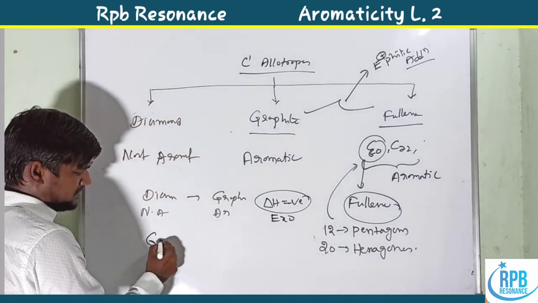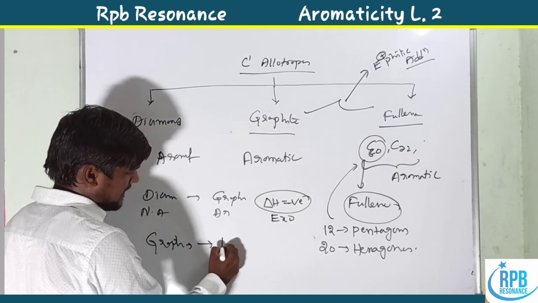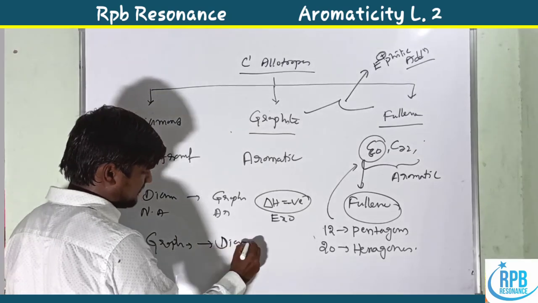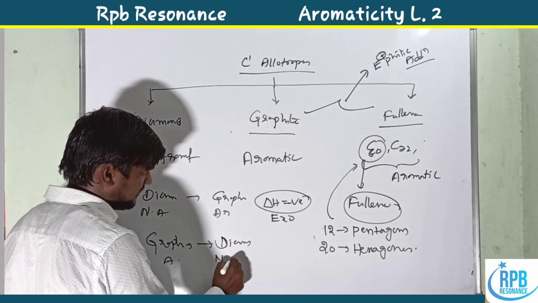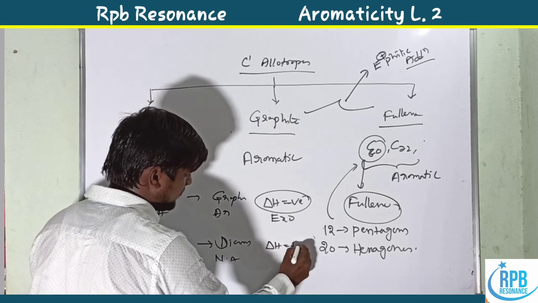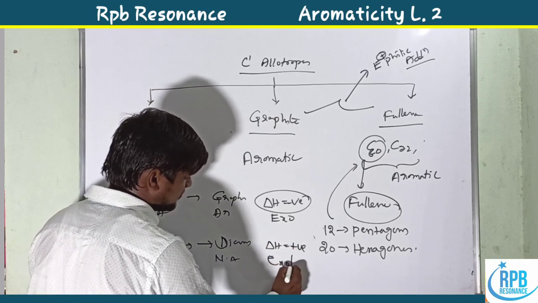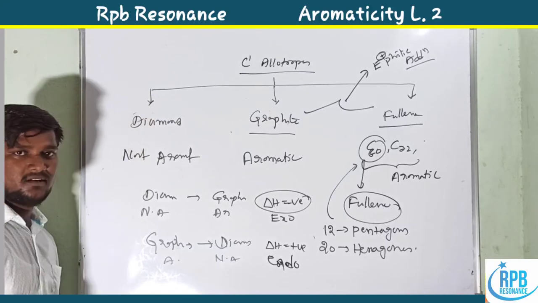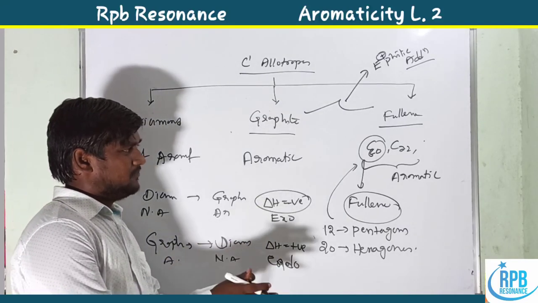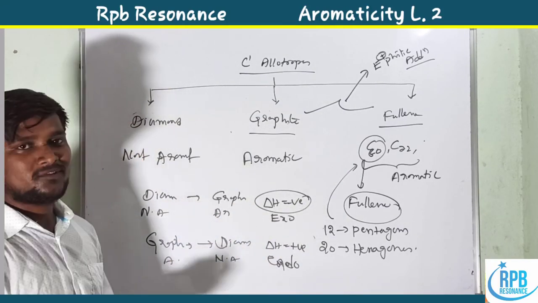So graphite to diamond, that means aromatic system to non-aromatic system, delta H is positive, that is an endothermic reaction. Okay, so these are very few important points regarding the allotropes of carbon atoms.